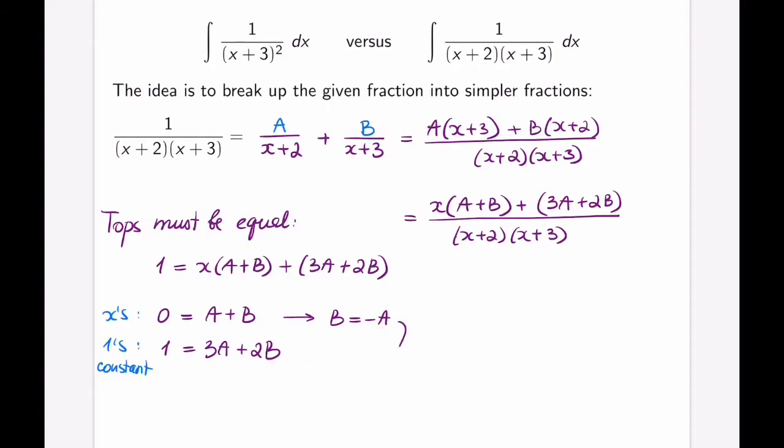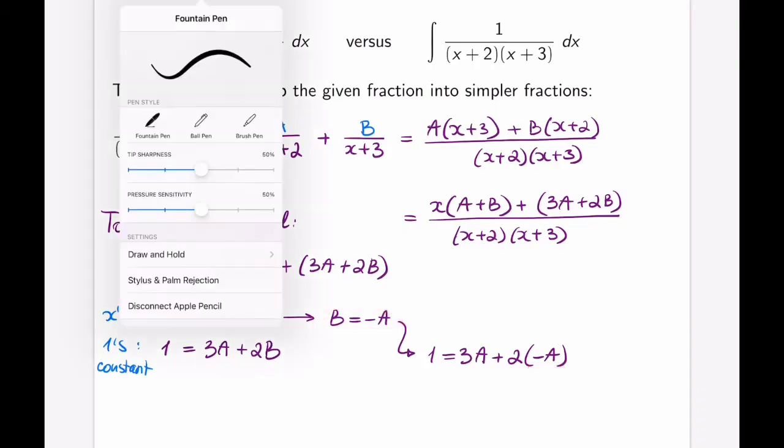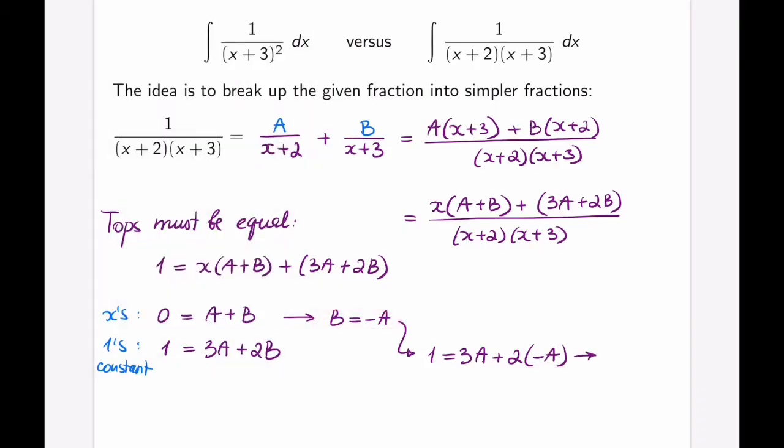So then if I plug this into the second equation, I'm going to get 1 is equal to 3a plus 2 times b, but b, as per my first equation, is actually negative a, so I can plug this into here. This will, in turn, give me what? I have 3a minus 2a, which is just a, is equal to 1. So this is great news. I already have the value for a, and then I can plug this back into my first equation here. If a is 1, then minus 1 is what b is going to be. So this also immediately gives me that b is minus 1.